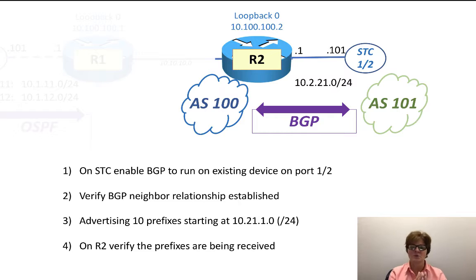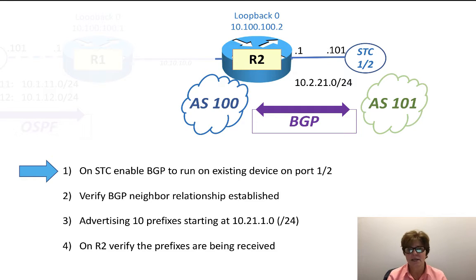So what we're going to do is go to the Spirent Test Center and enable BGP to run on an existing device. So device 10.2.21.101 was there from a previous YouTube. We're going to enable BGP to run on that with device under test, which is Router 2. Then we're going to verify the BGP neighbor relationship is established. Then we're going to go back and advertise 10 prefixes starting with 10.21. And then on Router 2, we're going to verify the prefixes are received, and that's it.